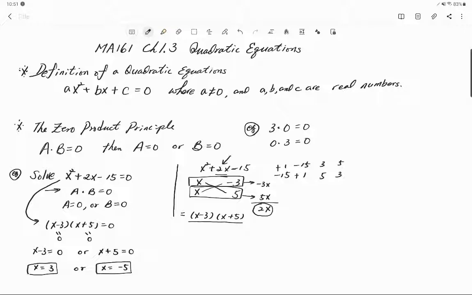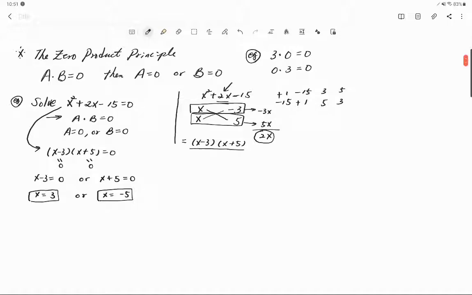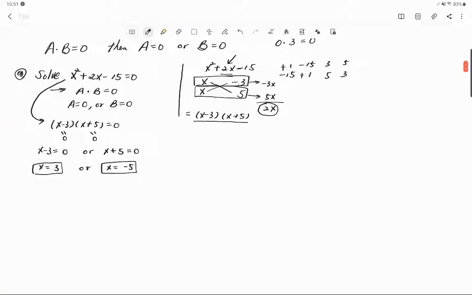Okay, so, factoring trinomials, there are different ways. So we will use this method. I will keep explaining this one as we solve quadratic equations. Okay, so another equation. Let's solve 2x squared minus 5x equals 12.